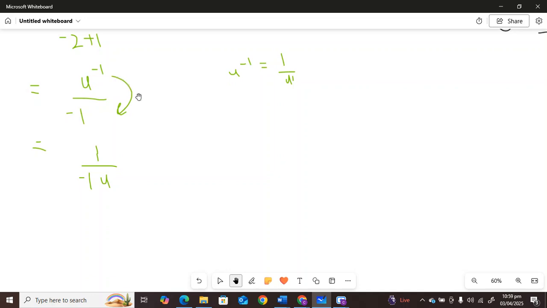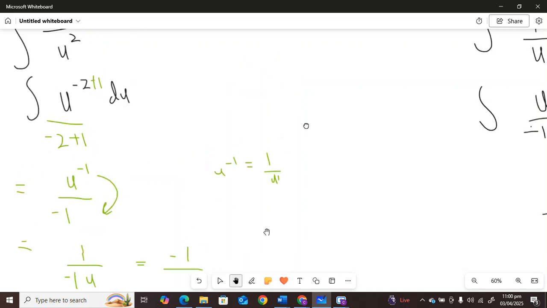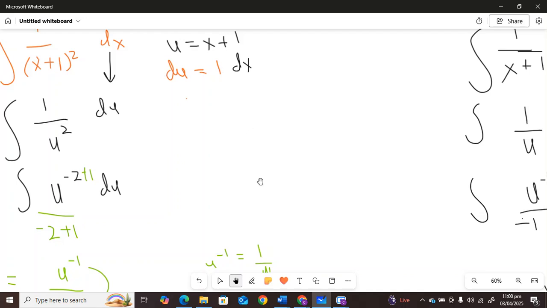Okay, so that's how the u has come down here. This is the power negative 1. That's how it's come down here. So we rewrite our answer as negative 1 over u. We substitute it back. U is x plus 1.